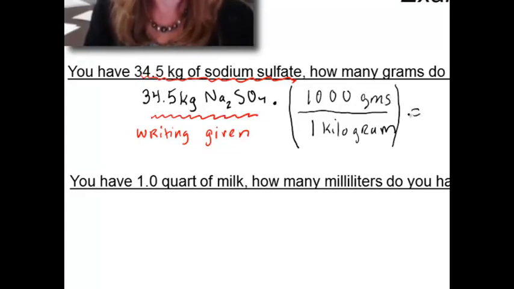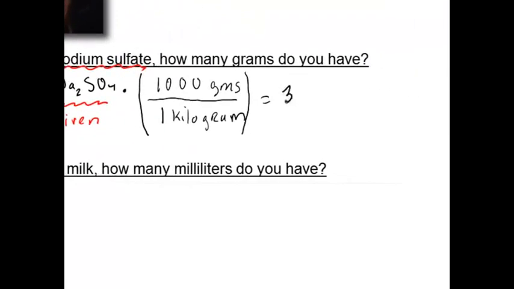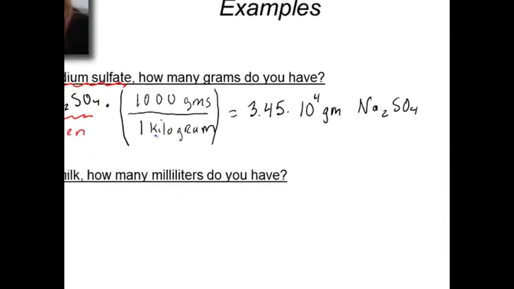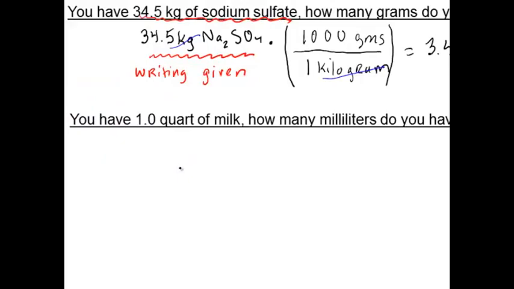So you're going to multiply all that out, and you're going to get an answer, which is 34.5 times 1,000. Now, we like to use scientific notation when we're reporting answers, so this is the best way to write it. So as you can see, we're canceling units, writing the given, and converting from kilograms to grams in a really structured way. Let's go on to the next example.